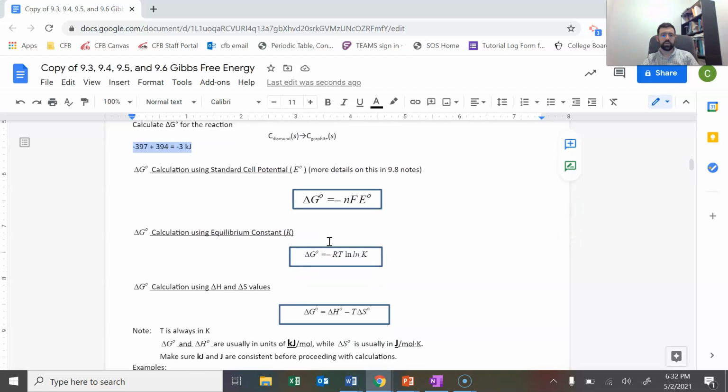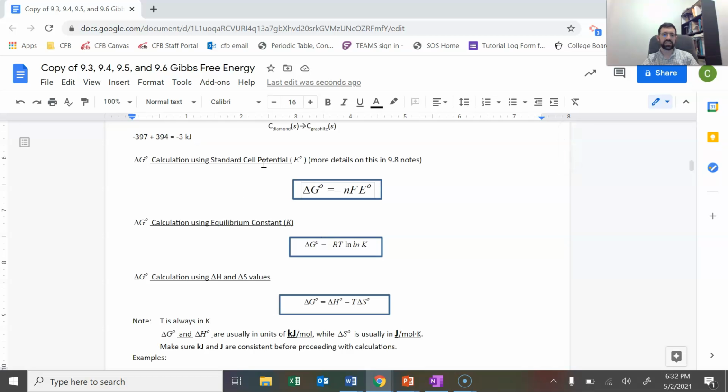All right. We could also calculate it using standard cell potential. We'll get into this more when we talk about electrochemistry in a few days. Delta G standard equals negative NFE standard, where N is the number of moles, F is Faraday's constant, and then E standard is the cell potential.